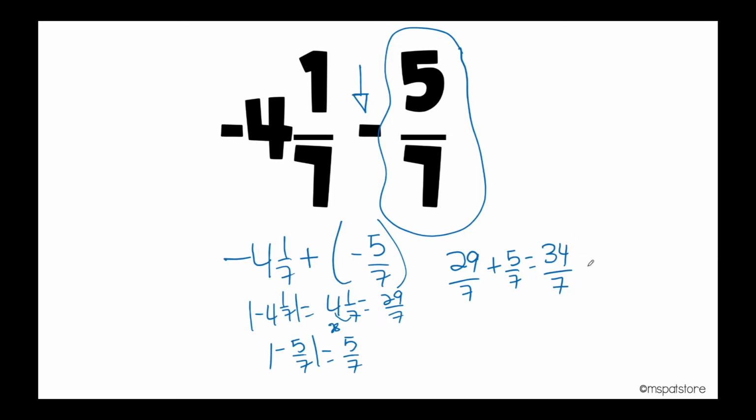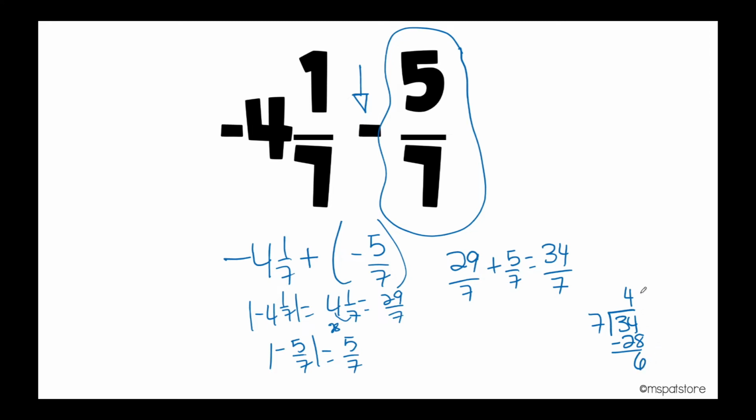Whenever you have an improper fraction where the numerator is greater than the denominator, you need to change that into a mixed number by dividing them. Let's see. How many times does 7 fit into 34? Well, 4 times, because 7 times 4 is 28. And if I subtract 34 minus 28, my answer will be 6.